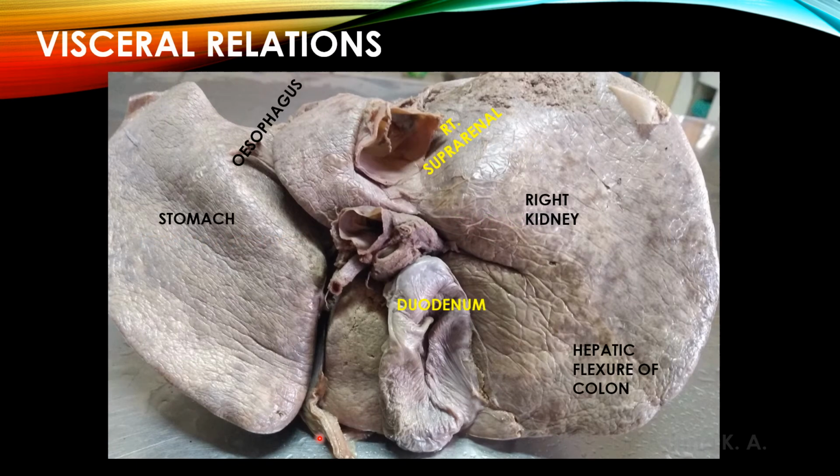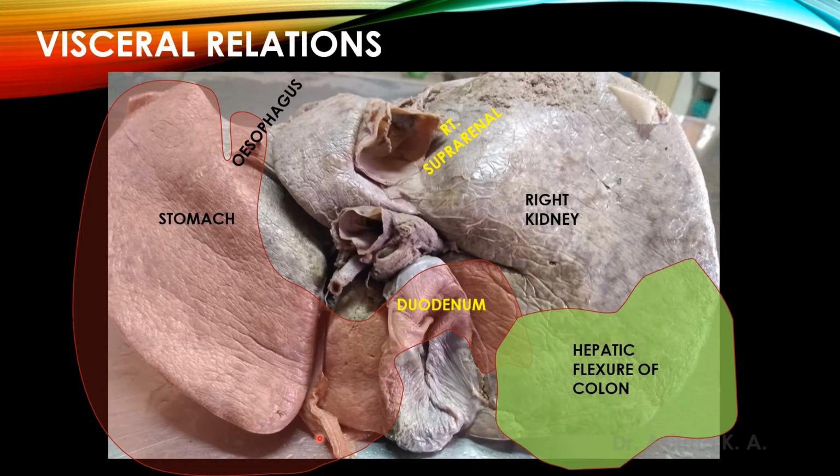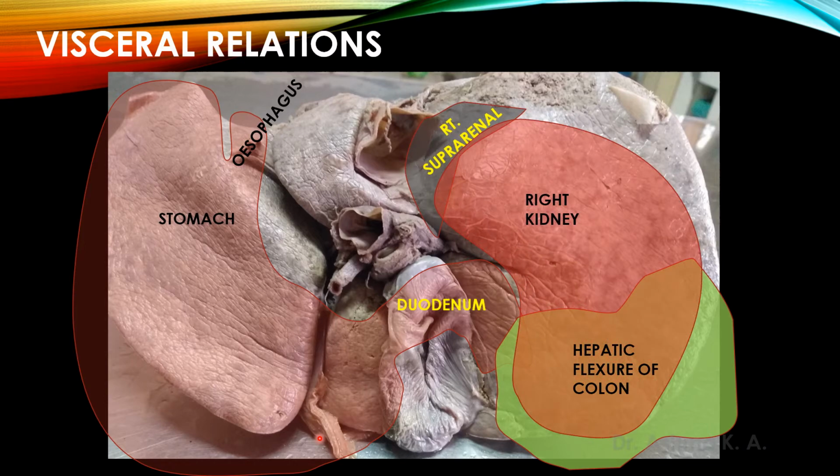The posterior and inferior surfaces of the liver are called as visceral surface and they are related to the following viscera. The left lobe of the liver is related to the esophagus and the stomach. The quadrate lobe is related to the pylorus and the first part of duodenum. The fossa for gallbladder is related to the second part of duodenum. The right lobe of the liver is related to the hepatic flexure of colon on its inferior surface. The right kidney is present in both the posterior surface and the inferior surface of the right lobe. And the right suprarenal gland is related to the bare area of the liver.